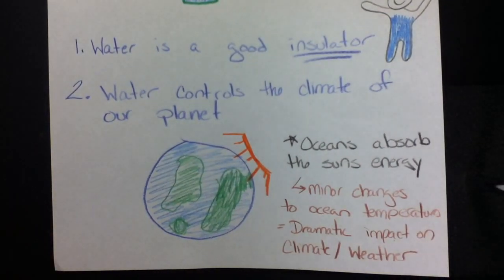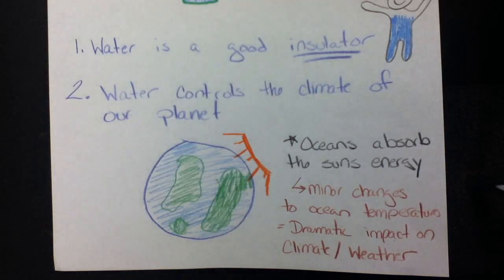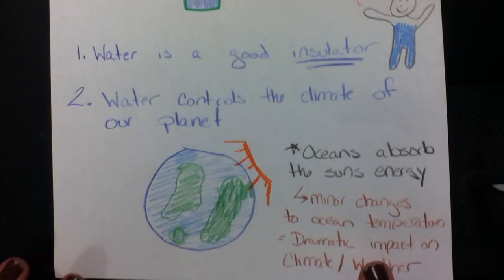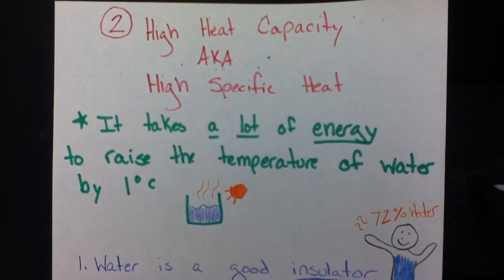If you think about how much of our planet is covered in water, you know that the oceans absorb a lot of the sun's energy. So what this means, though, is that even minor changes to ocean temperature can have dramatic impacts on our climate and weather. And we're seeing this more and more with hurricanes and other dramatic weather events.